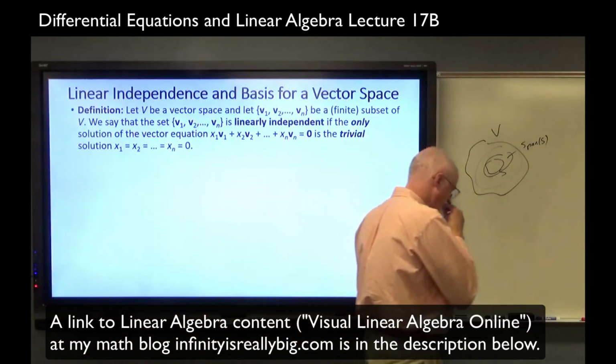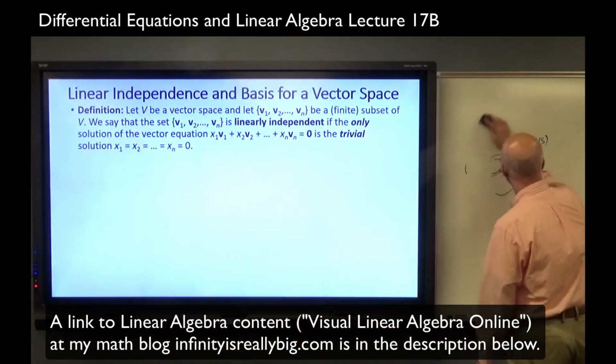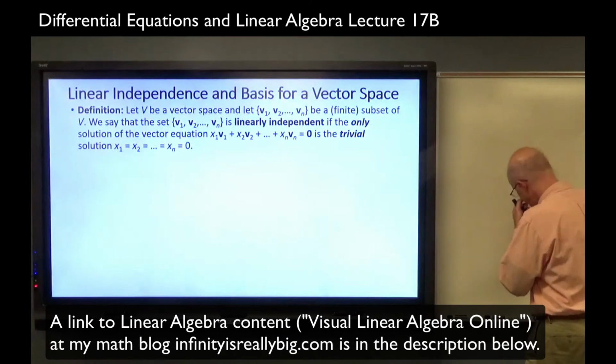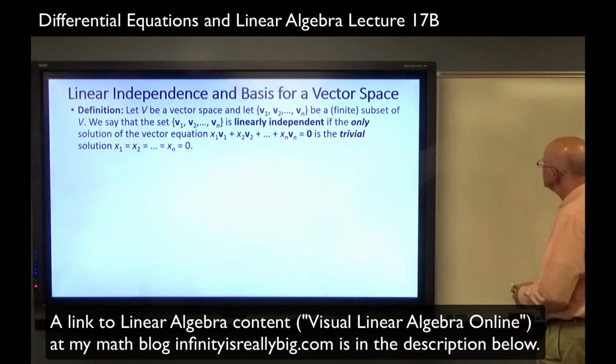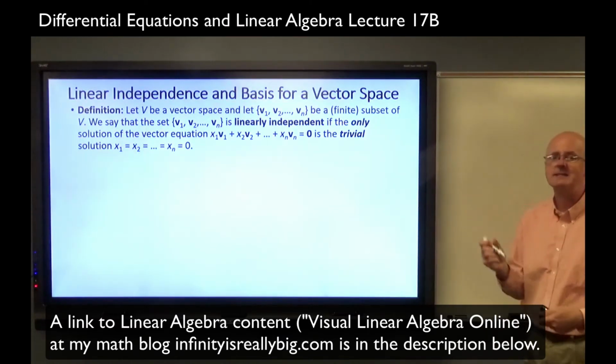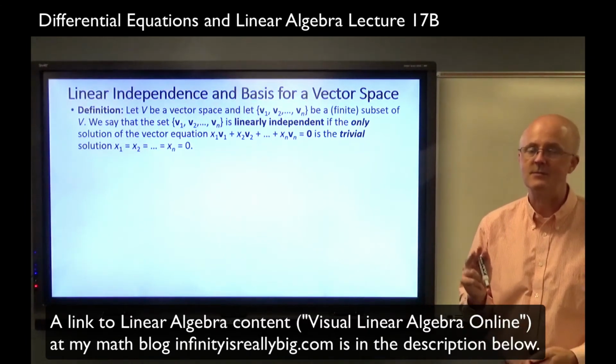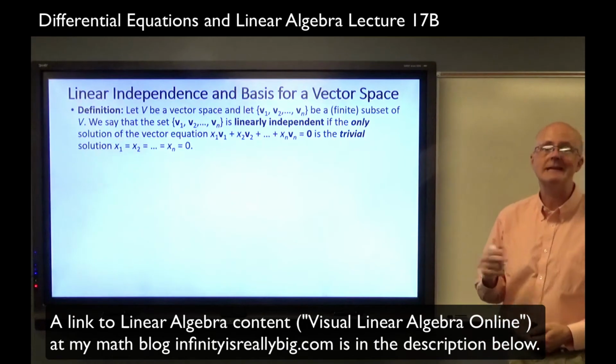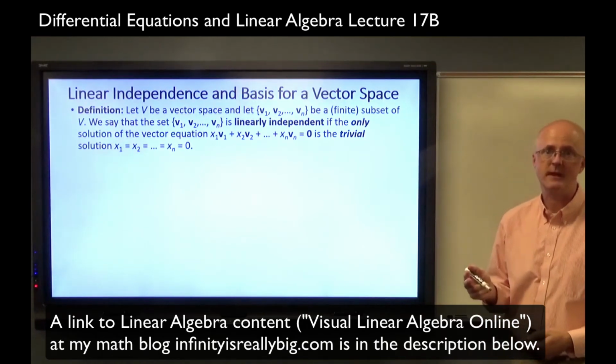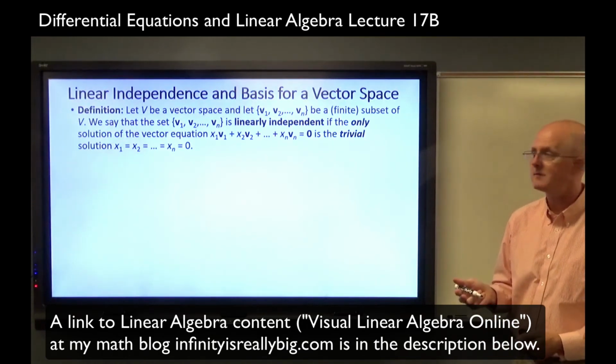This is equivalent to what I mentioned linear independence means in the case of two vectors. I've said linear independence in the case of two non-zero vectors means that neither is a multiple of the other. Neither is a scalar multiple of the other.